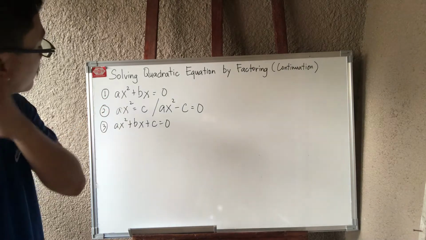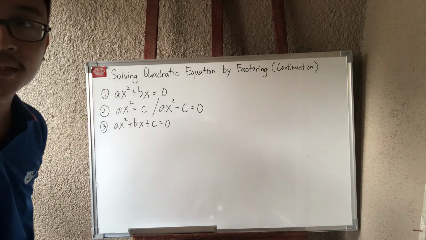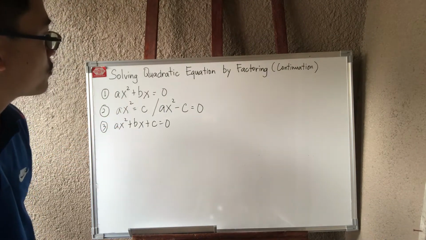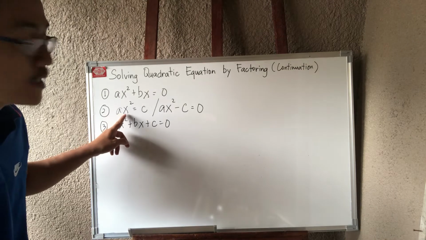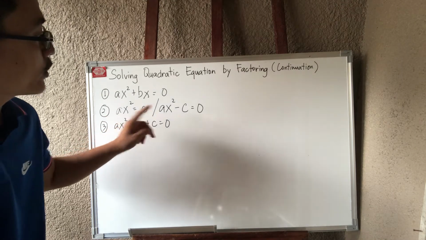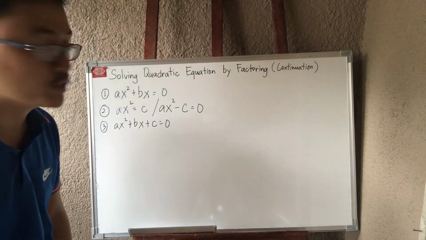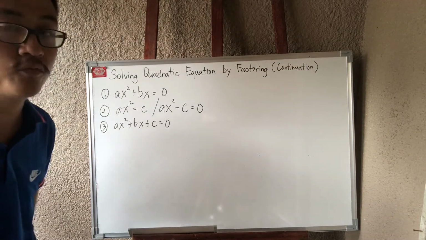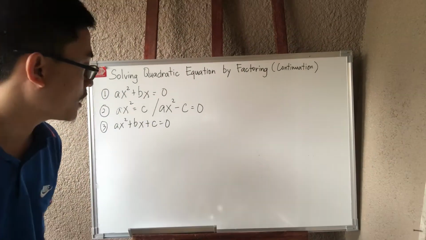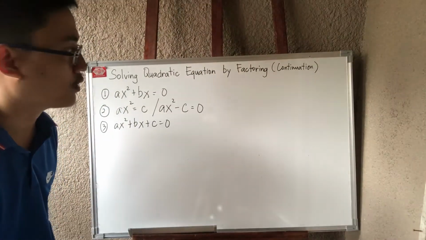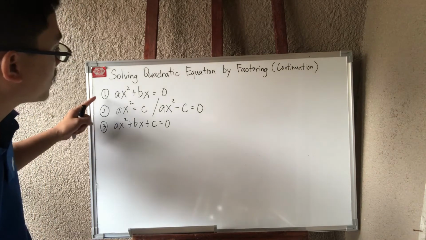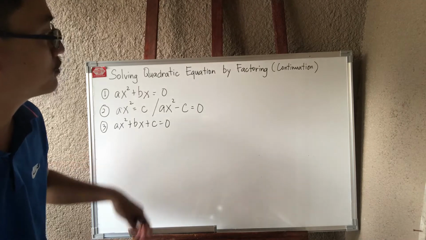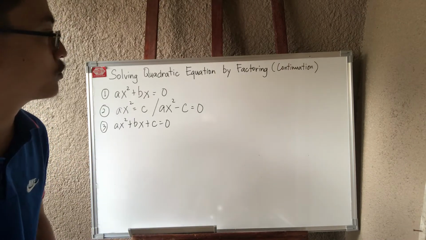The forms where we can use factoring: the first is in the form of ax squared plus bx equals 0. Then the second is ax squared equals c, or ax squared minus c equals 0. And then number 3, the standard form of the quadratic equation, which is ax squared plus bx plus c equals 0. So these are the three forms of a quadratic equation.